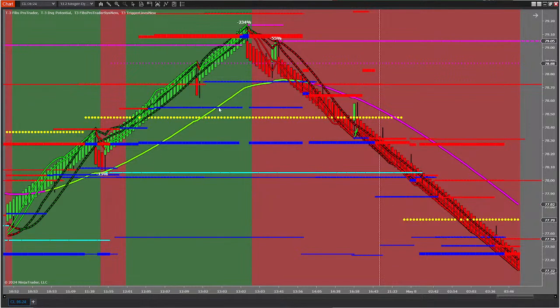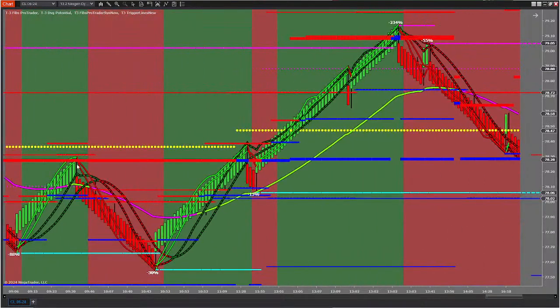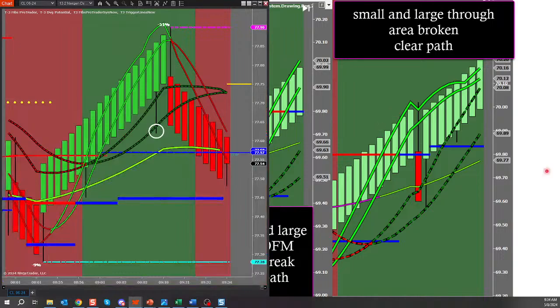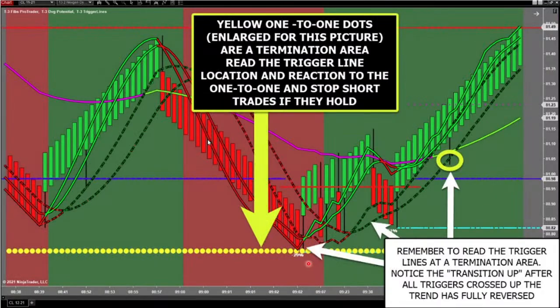So if you scroll back and you start looking at how many times price bounces off of these key Fibonacci areas, guys, you're going to begin to develop trust. You're going to develop so much trust that when the market reaches yellow one-to-ones and the triggers remain above, you're just going to say to yourself, man, this isn't my trade. I wish it would go down, but it isn't my trade.